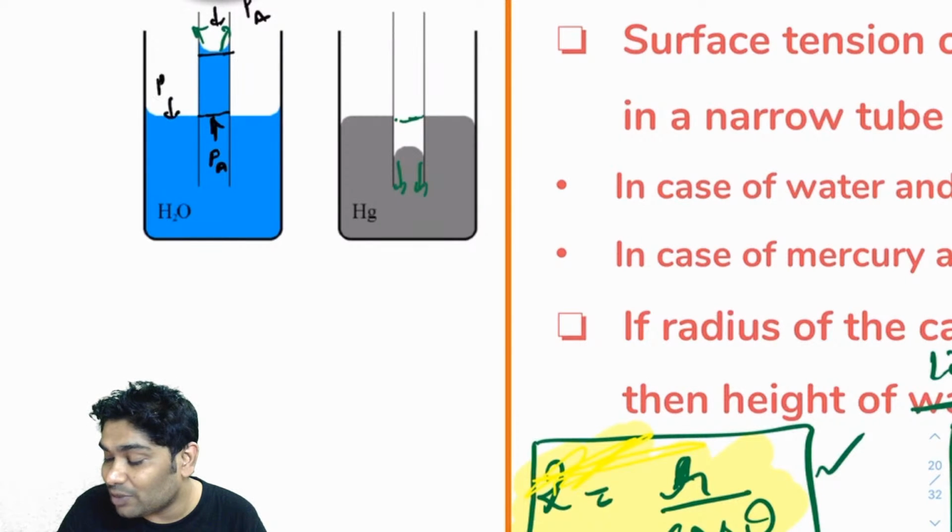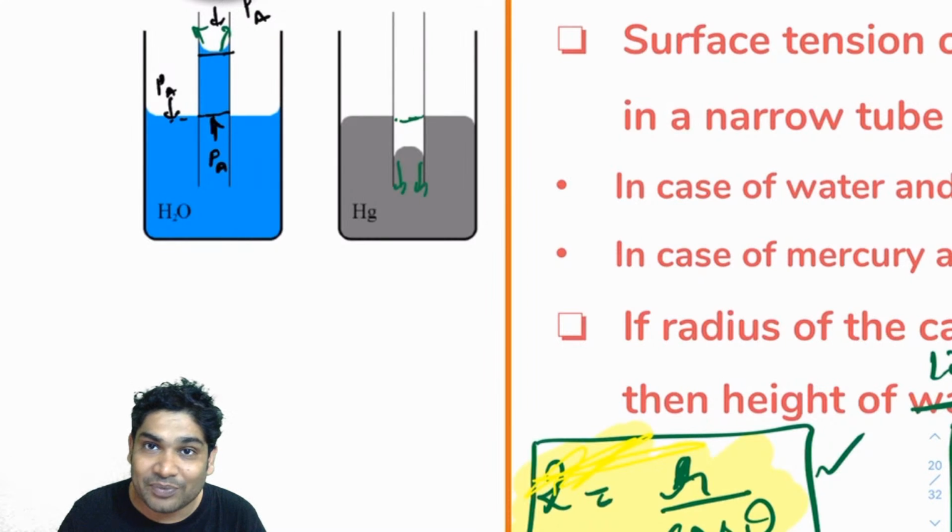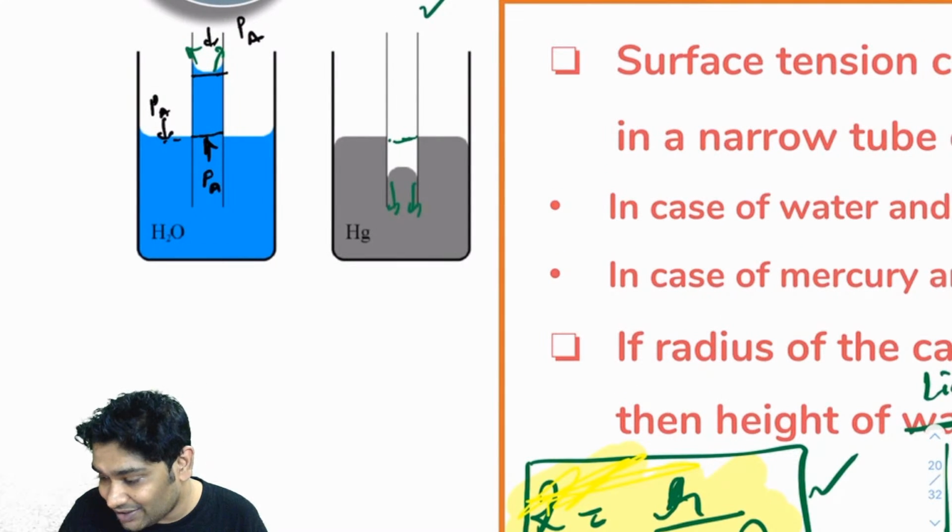Because it is here also atmospheric. Pascal's law would say that on the same horizontal level, the pressure would be the same. And the surface tension force, alright, so force due to surface tension and mg.